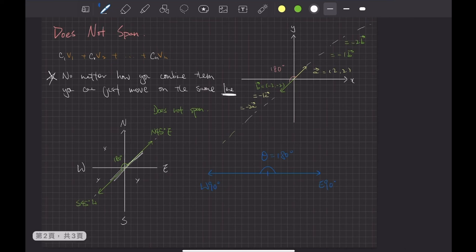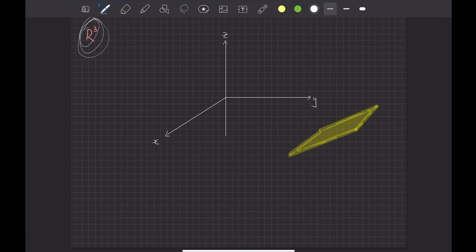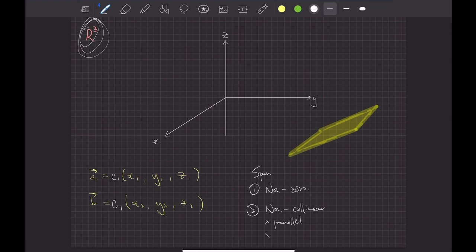Let's talk about a spanning set in R3. In R3, there would be one more axis, so one more component. Vector A would be equal to x1, y1, and z1. Vector B would be equal to x2, y2, and z2. And scaling them by different constants, c1 and c2. There are two requirements or two conditions for the set to span. First, they should be non-zero. Second, they should be non-collinear, which means they are not parallel nor scalar multiples of each other.